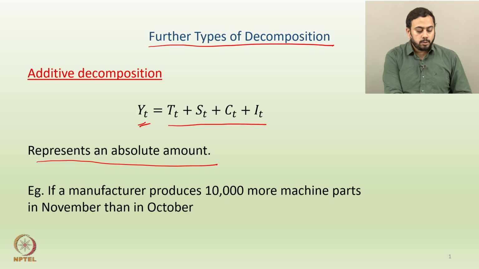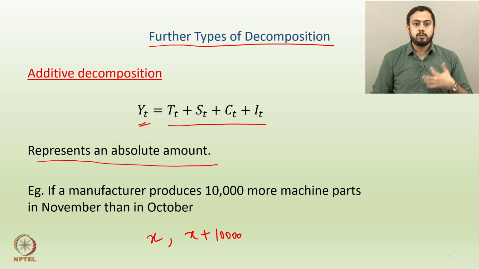We can talk about a simple example. Let's say a manufacturer produces 10,000 more machine parts in November as compared to October. So if in October the manufacturer produces X number of machine parts, then obviously in November it will be X plus 10,000. This is an additive structure, right? So we'll say that the decomposition of the underlying time series of machine part observations would be additive.